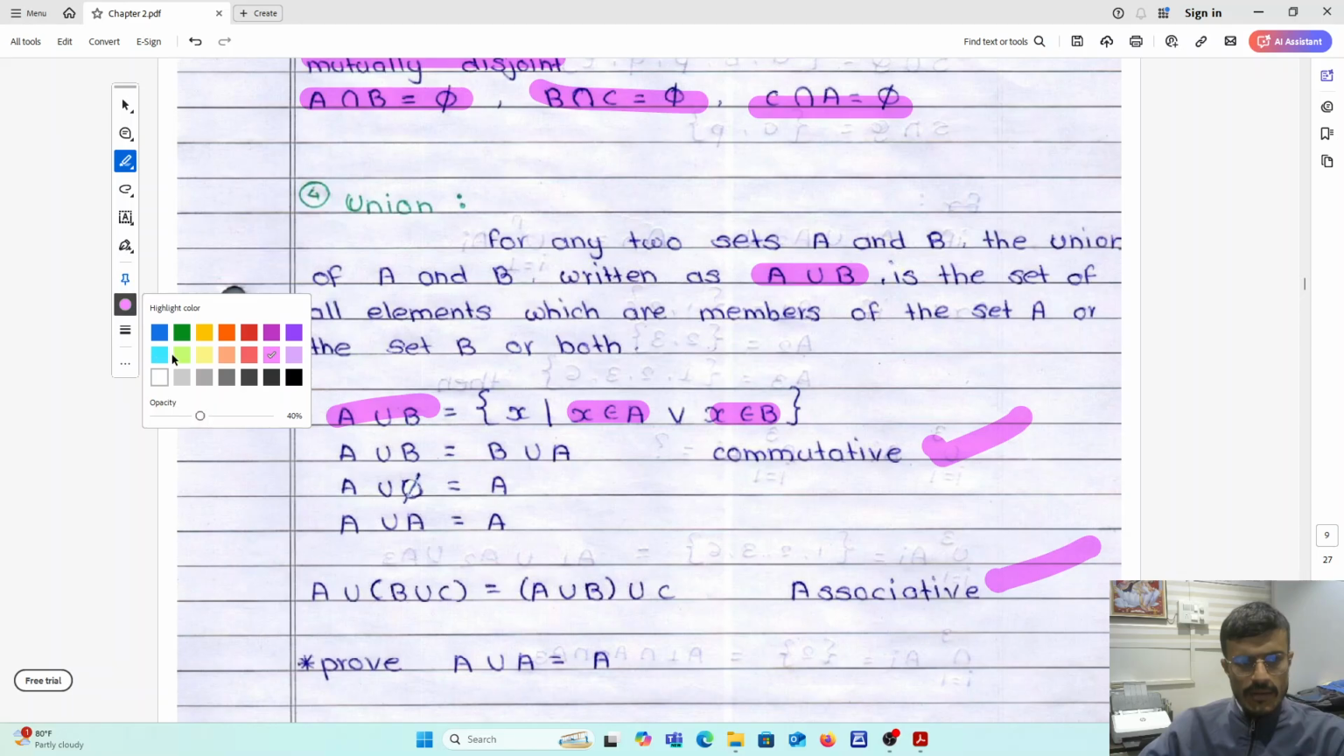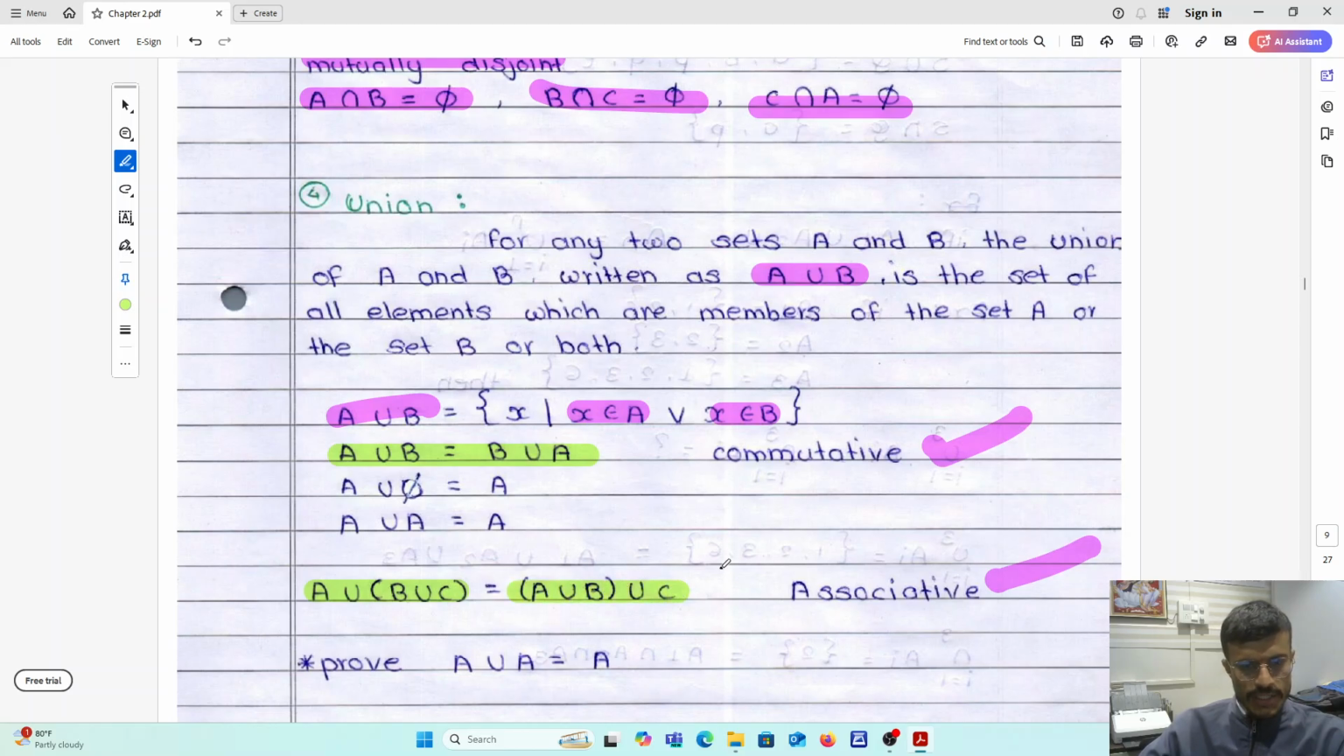You can see here, this is the commutative law: A union B is equal to B union A. And what is the associative law? A union (B union C) is equal to (A union B) union C. That is the associative law. And these are some laws over here.